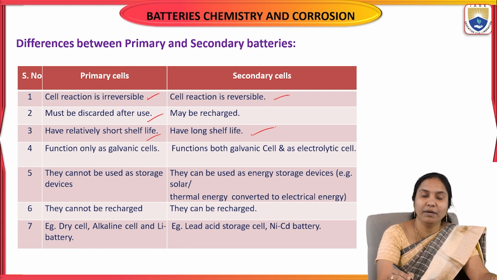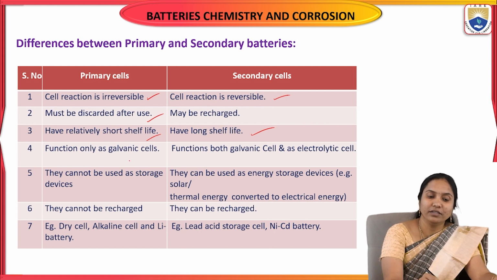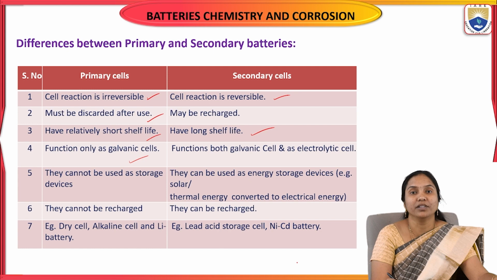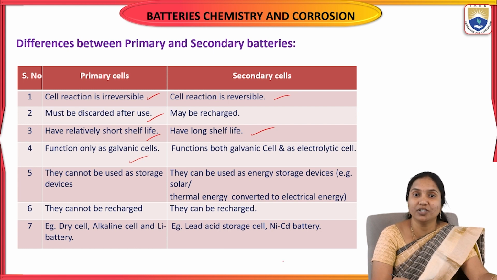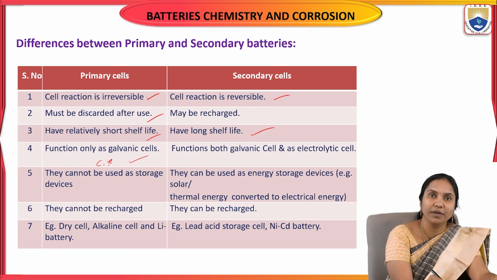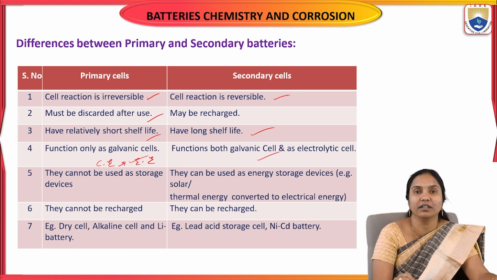But the secondary battery has a long shelf life and functions as a galvanic cell. A galvanic cell is also called an electrochemical cell, which converts chemical energy into electrical energy. But in the secondary battery, it functions as both an electrochemical cell and an electrolytic cell.